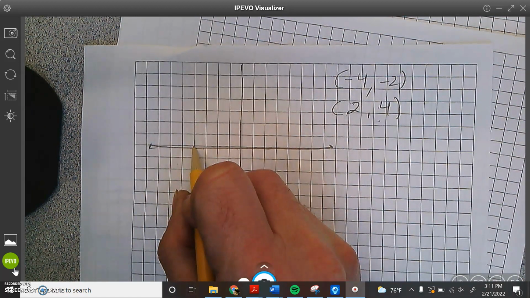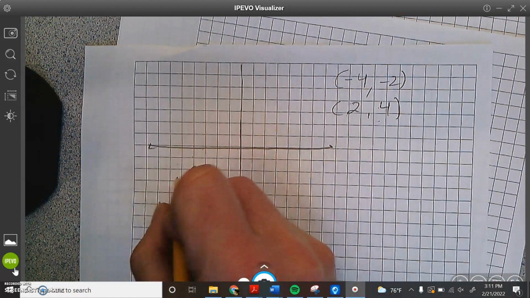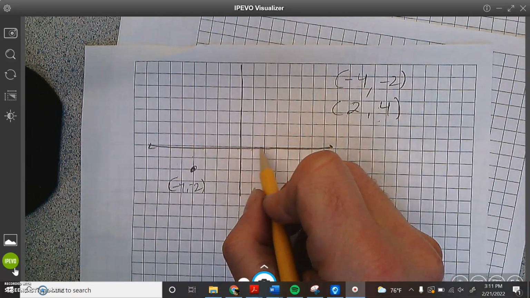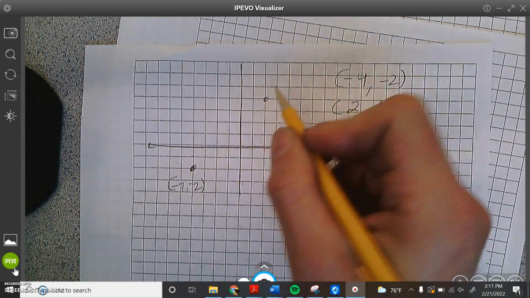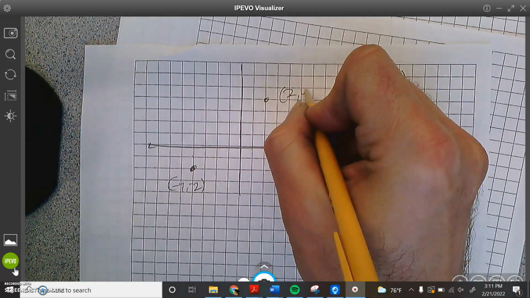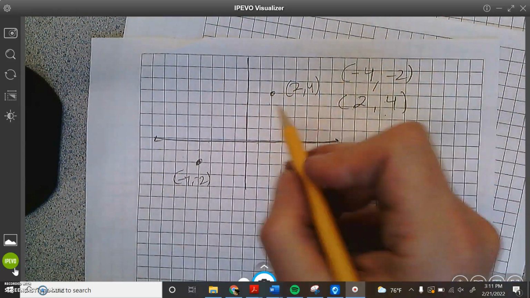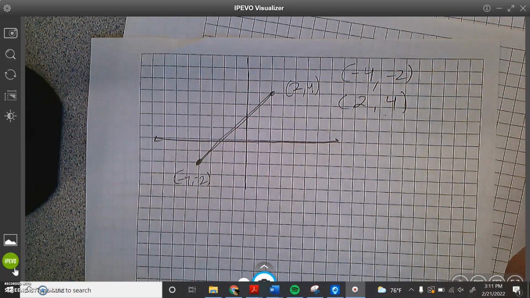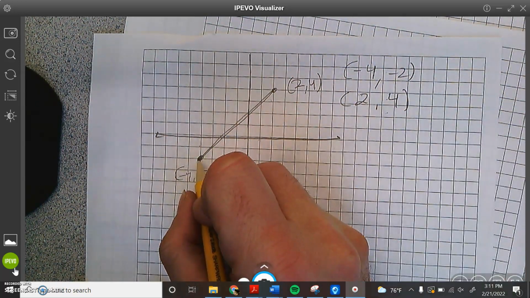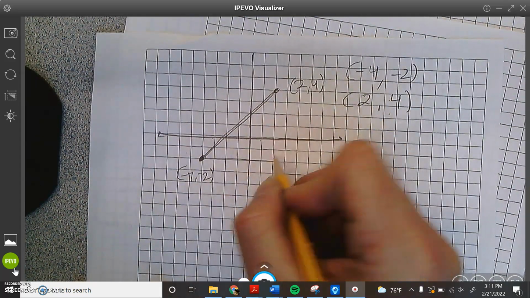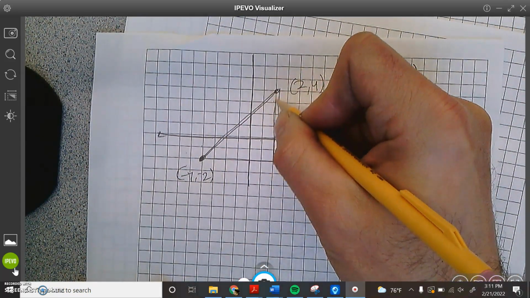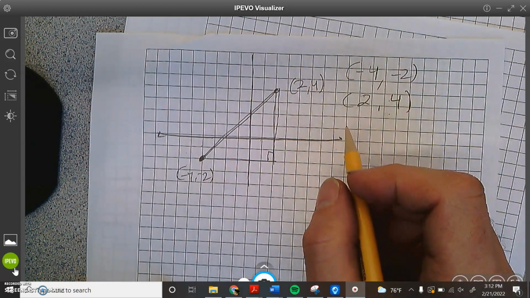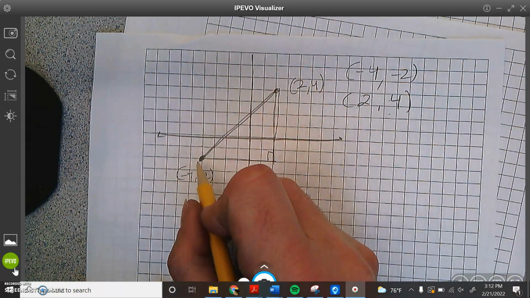All right, let's see. -4: 1, 2, 3, 4. -2. Bam. (-4, -2). Got it. Now (2, 4): 1, 2, 1, 2, 3, 4. Bam. Okay. First step, connect the dots. Step 2, what is it? Oh yeah, make a right triangle. That's the right angle, 90 degrees. Step 3: Label the legs.